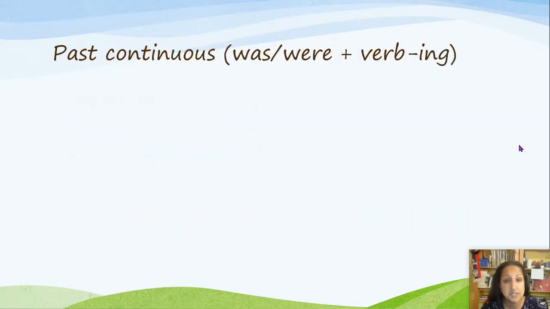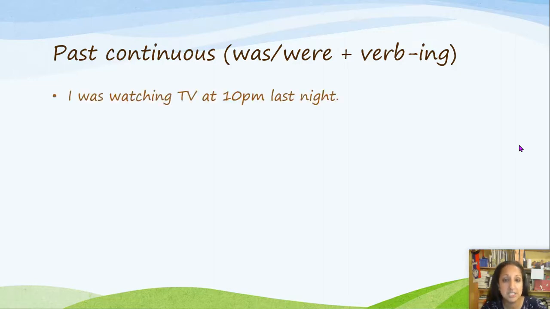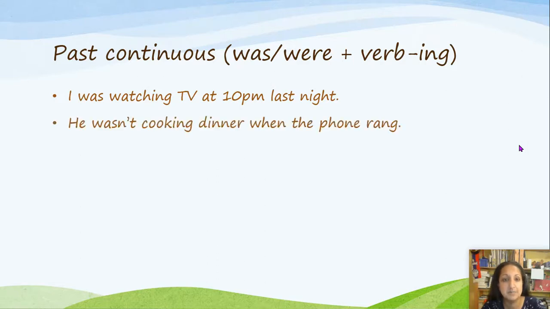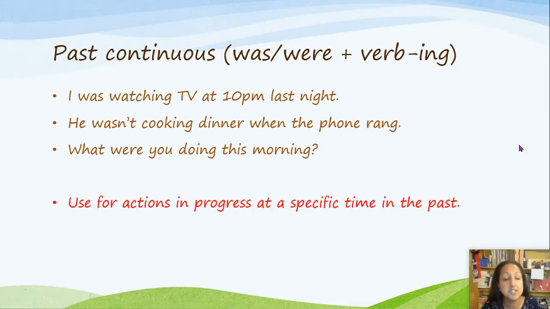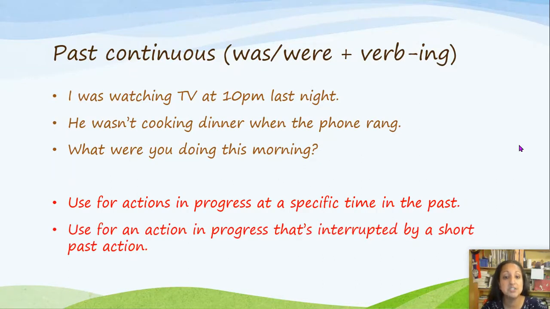The past continuous takes the past of the verb to be, was or were, and adds the main verb with ing. For example, I was watching TV at 10 o'clock last night. He wasn't cooking dinner when the phone rang. What were you doing this morning? We use it for actions in progress at a specific time in the past. We can also use it for actions in progress that are interrupted by a short past action.